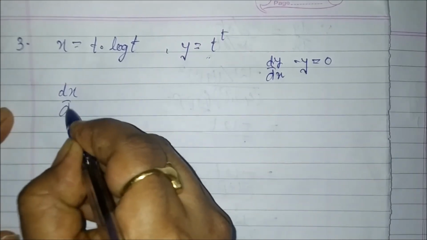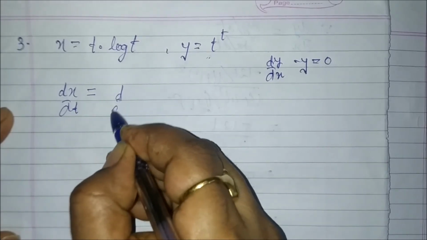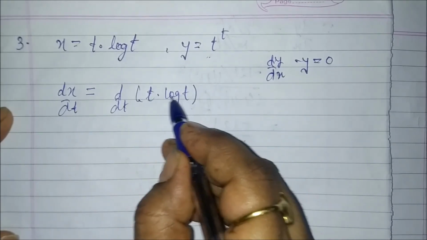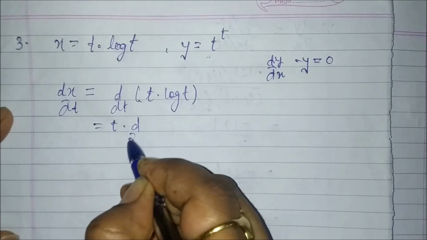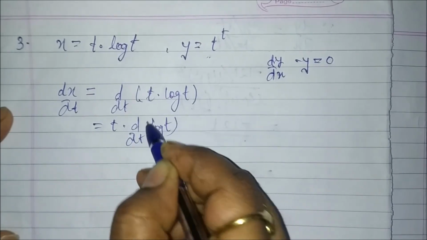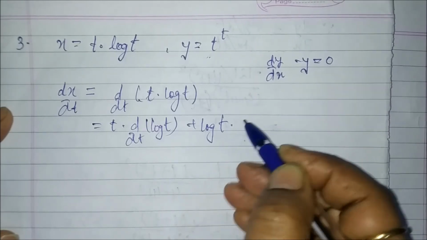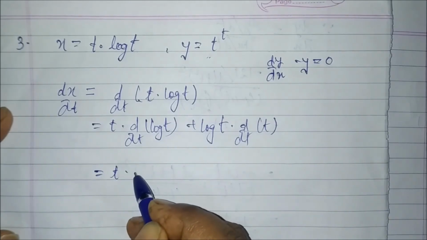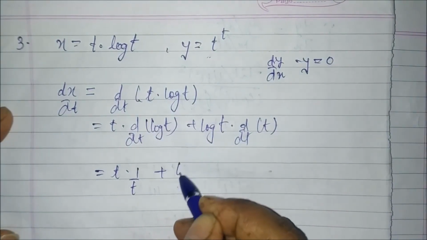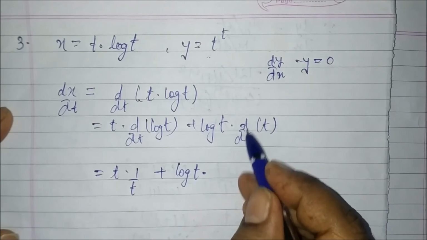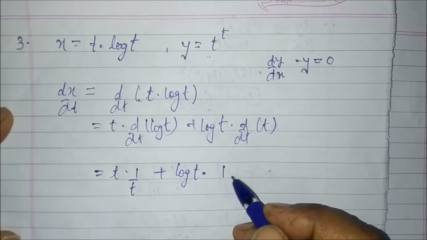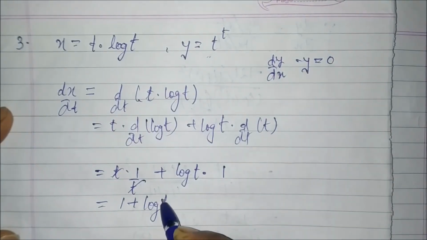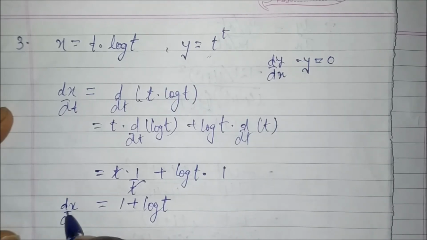First we find dx by dt. This will be equal to d by dt of t into log t. This is u into v. So t into d by dt of log t plus log t into d by dt of t. Now t into the derivative of log t is 1 by t, plus log t into d by dt of t is 1. This will cancel out and we get 1 plus log of t. This is dx by dt.